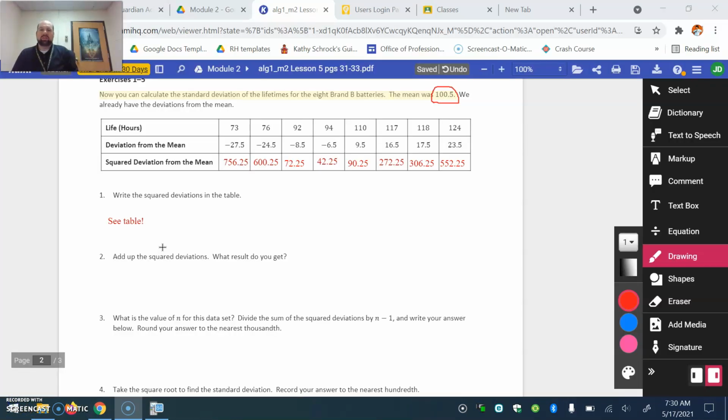Okay, so I finished filling in the table. Check your answers with mine and make sure that I didn't make any mistakes and you didn't make any mistakes. If you have something different, double check it. Maybe I did something wrong.